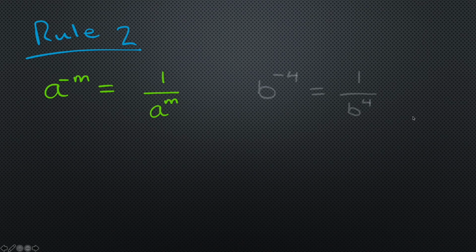So here we have, and again this is just another example, b to the power of negative 4 is just equal to 1 over b to the power of 4. And again, same thing here, 4 to the power of negative 2 is just equal to 1 over 4 squared, which would just be 1 over 16 as we know.